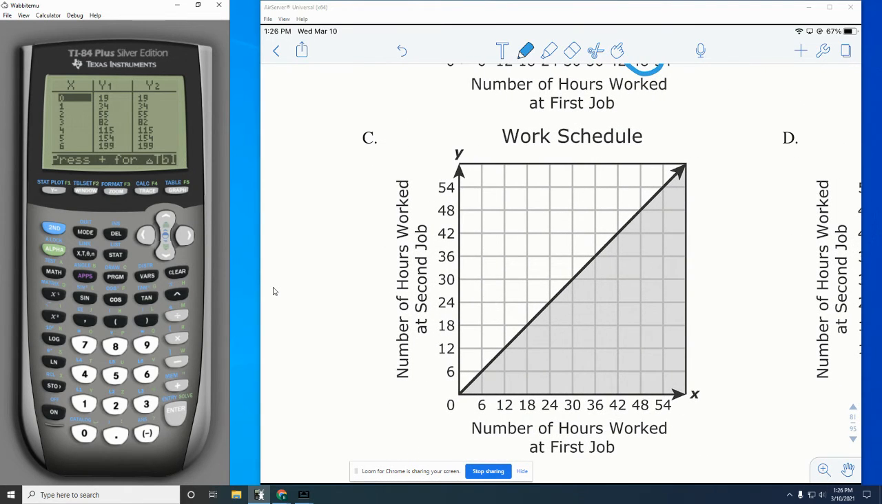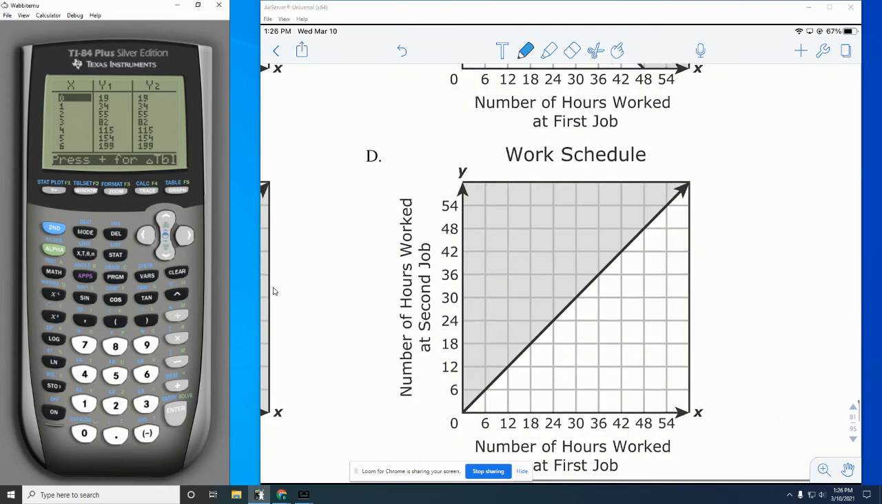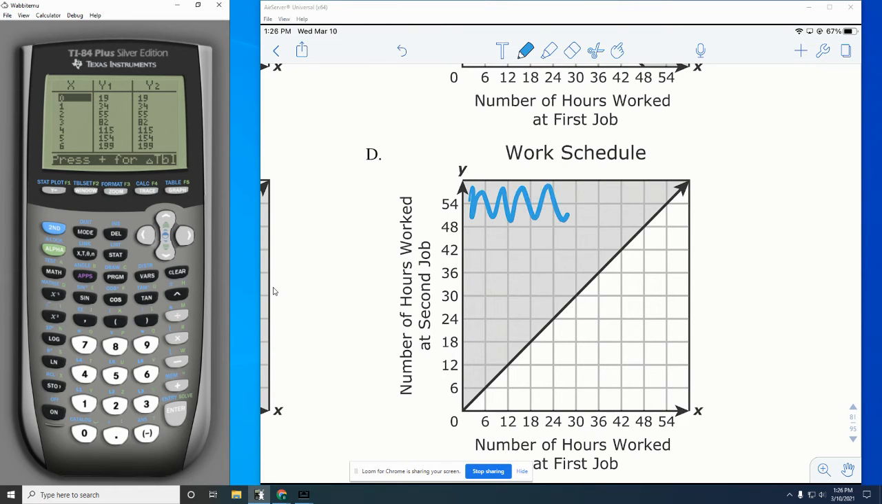On C, they have where you could be working more than 48 hours. So C would not be an option for this situation. Similarly with D, they're saying up here that you could work more than 48 hours at the second job. Not an option.